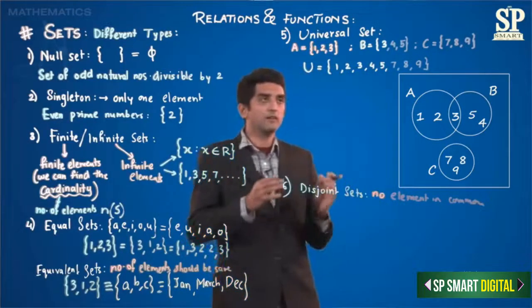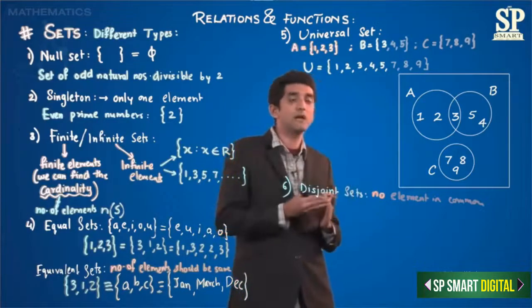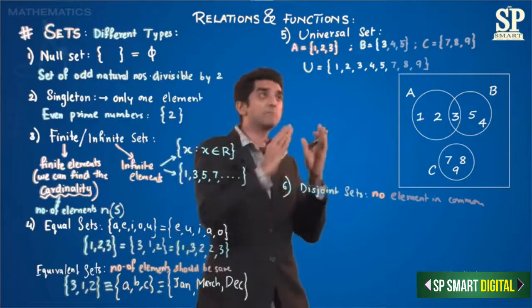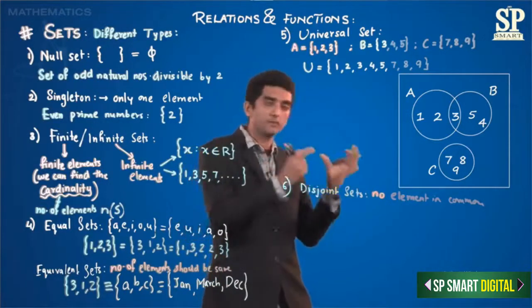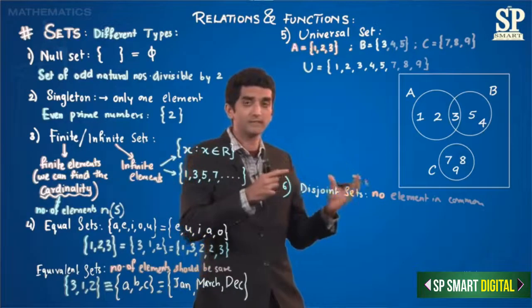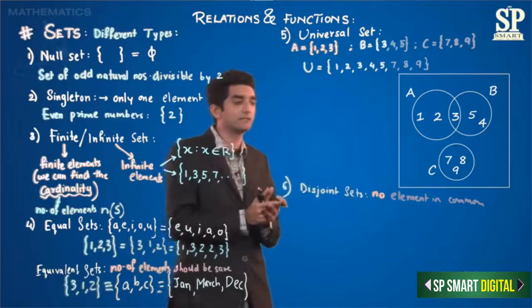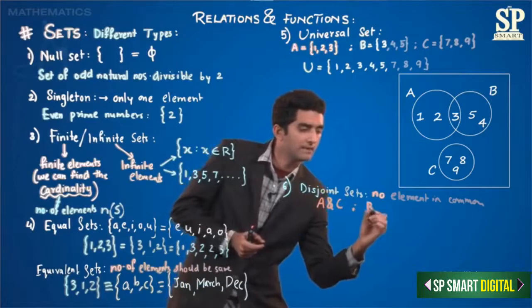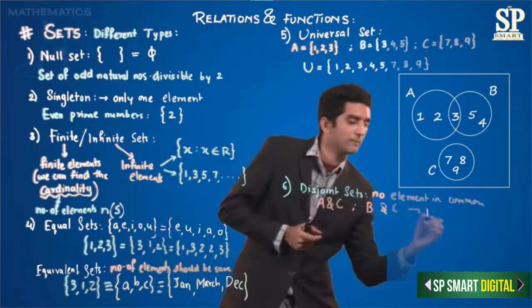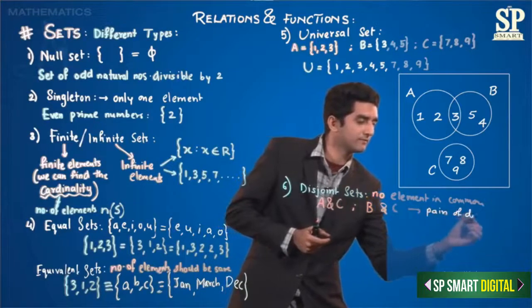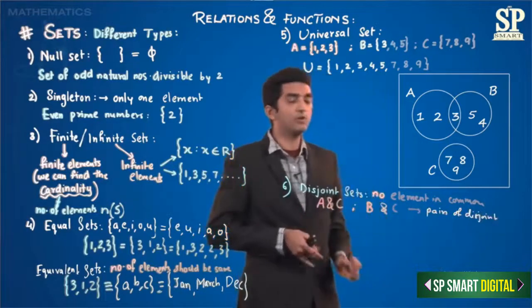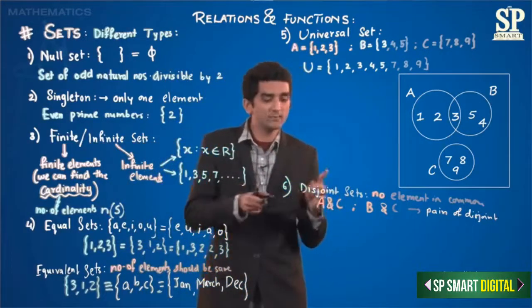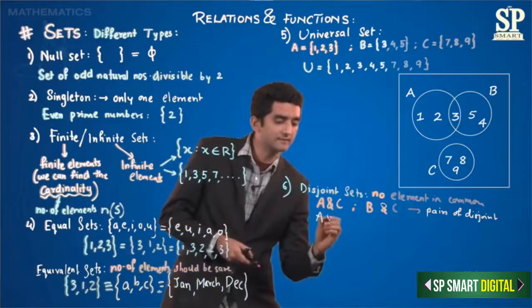So basically A and C in this diagram are disjoint sets because there is nothing in common between them, and at the same time B and C are also disjoint sets. Basically these two are a pair of disjoint sets, as we can call it. So we'll write A and C, B and C: these two are pairs of disjoint sets. Now, as I said, A and B, these two sets have one thing in common, and that is why A and B will be called intersecting sets.